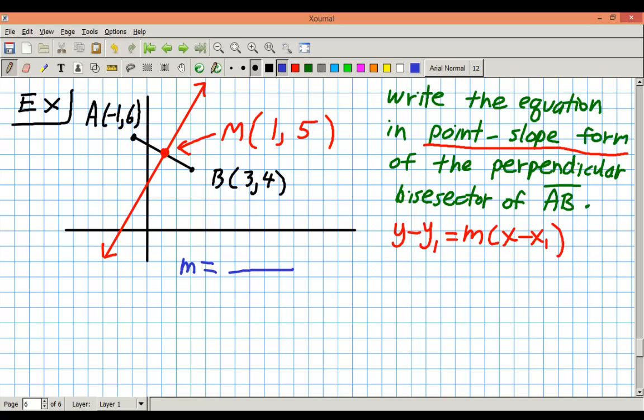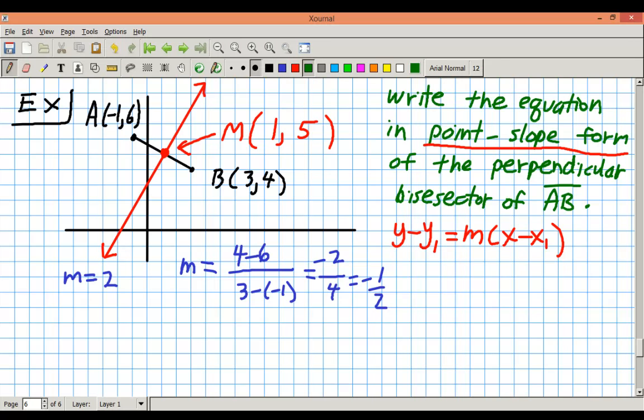So let's find the slope of line segment AB right now using the slope formula. So subtract the y's, so 4 minus 6. Those go on top. Then subtract the x's, 3 minus negative 1. All right, so we got a negative 2 on top and 4 on bottom, so it's negative 1/2. Remember, that's the slope of the black segment. We want the opposite reciprocal for our perpendicular bisector, the red line. So that slope for that line is going to have to be positive 2, because that's the opposite reciprocal of negative 1/2.